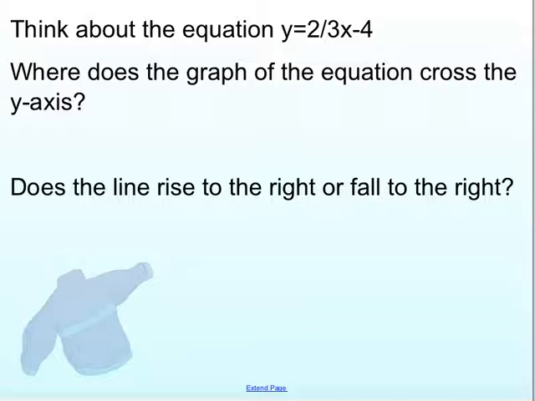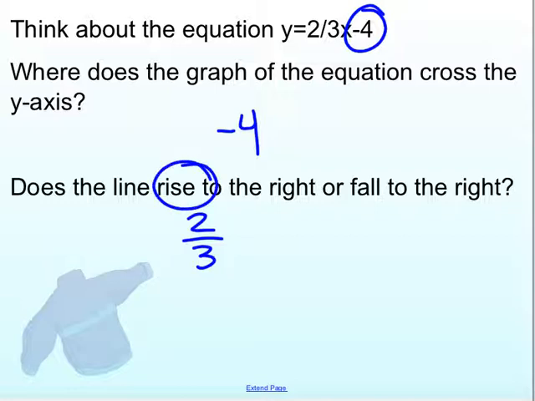All right, think about the equation y equals 2/3 x minus 4. Where does the graph of the equation cross the y-axis? Well, that comes with this b. So it means that it crosses at -4. And does the line rise to the right or fall to the right? Meaning, is this a positive or negative slope? And we have a slope of 2/3, which means it's a positive slope, so it rises to the right.